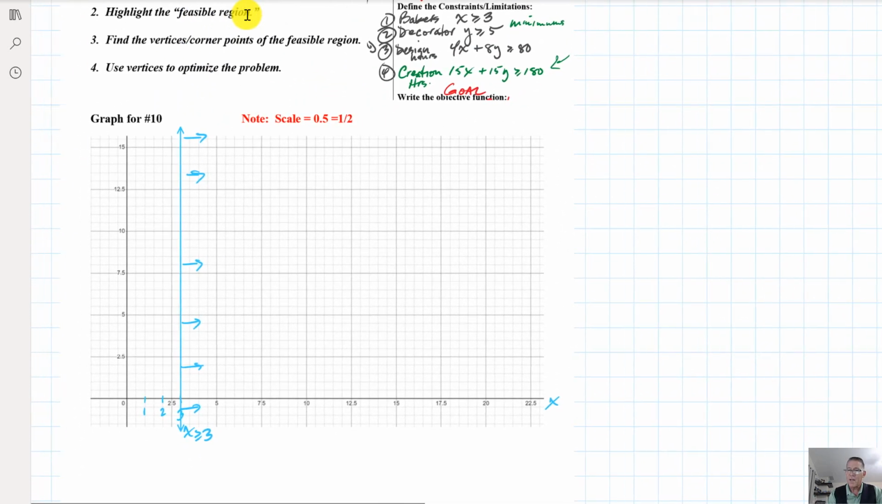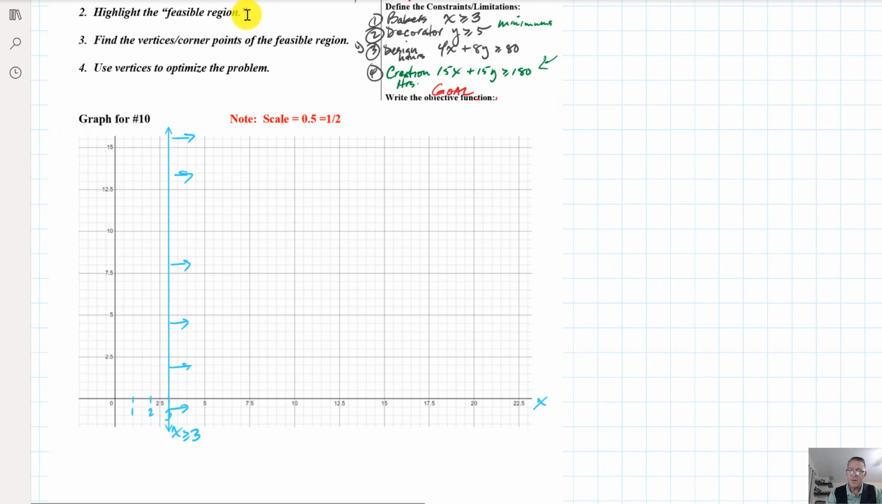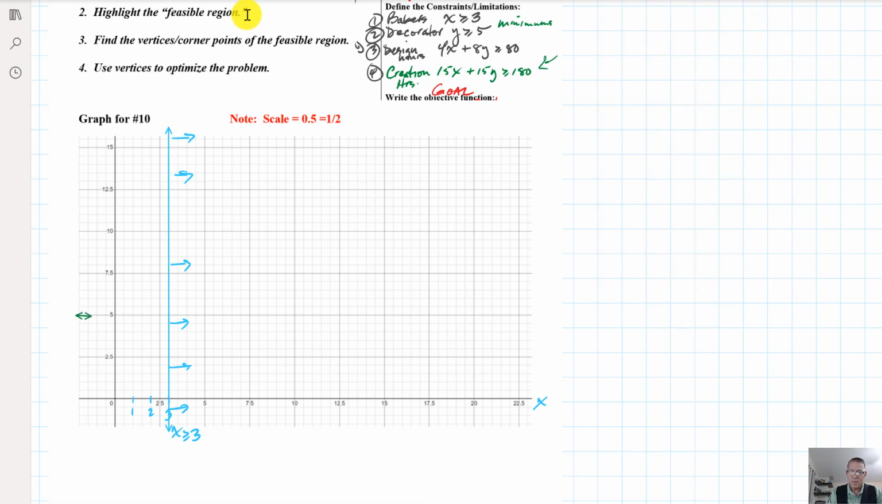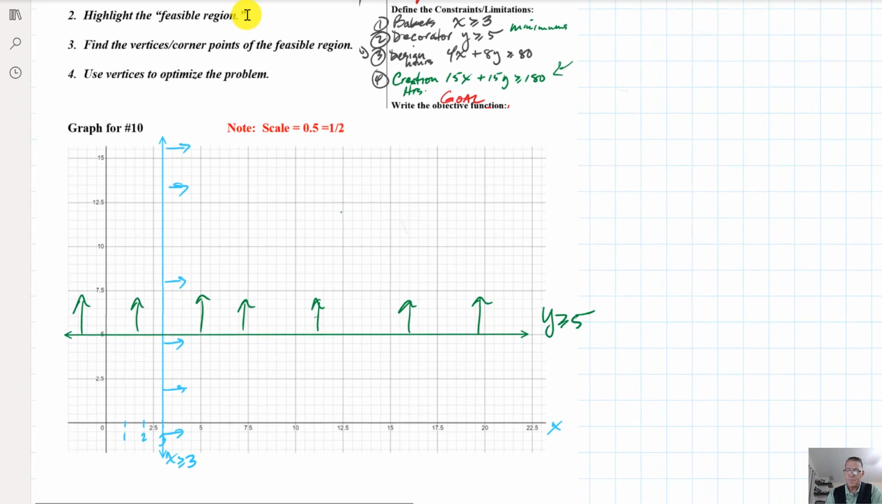Second one, y has got to be greater than or equal to 5. Now, if you're greater than or equal to 5, then you're above 5. So that's going to be a horizontal line. Let's graph that right there. And obviously, y values that are bigger than 5 are above it. Use your common sense. If you're greater than or equal to 5, you're above 5, like 6, 7, and 8.